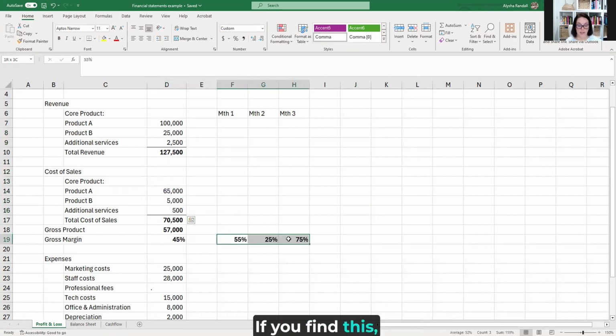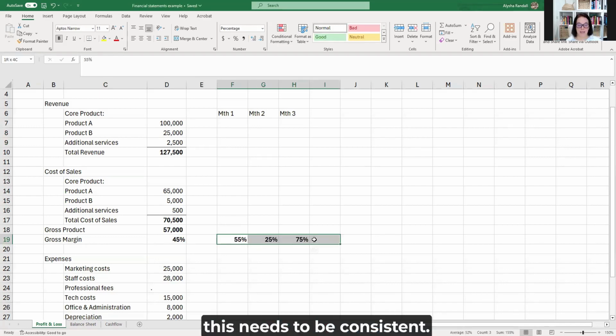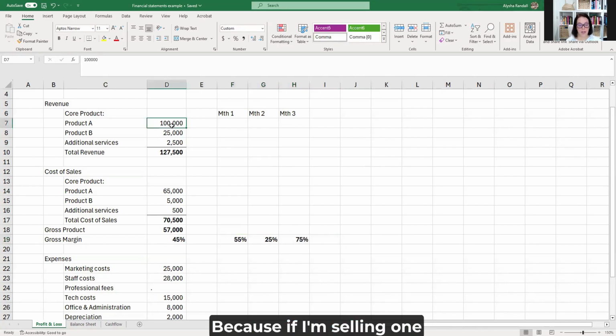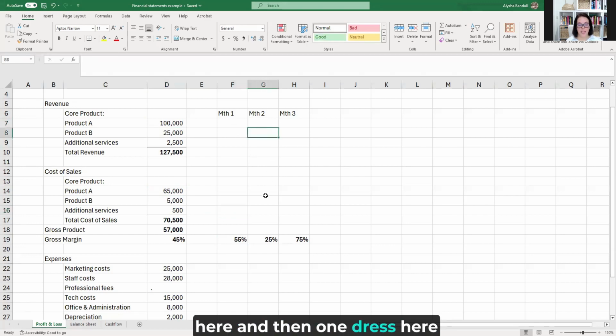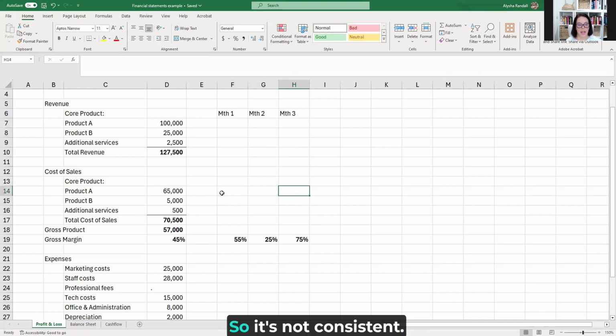If you find this, I would go back to your bookkeeper, back to your accounting team and say, this needs to be consistent. Because if I'm selling one dress, there is one cost, and the cost is the same month on month. It's not different. So what might be happening is they may be putting one dress here, one dress here, and then one dress here and 3 dresses here, the costs, and one dress revenue and 0 cost. So it's not consistent.